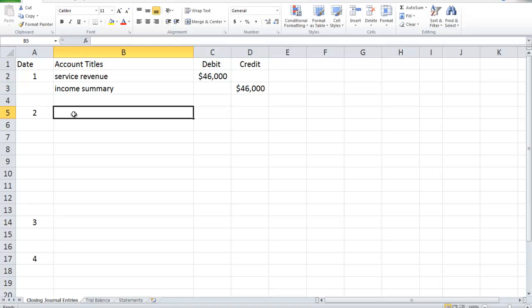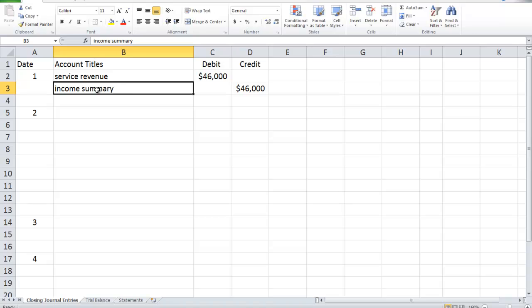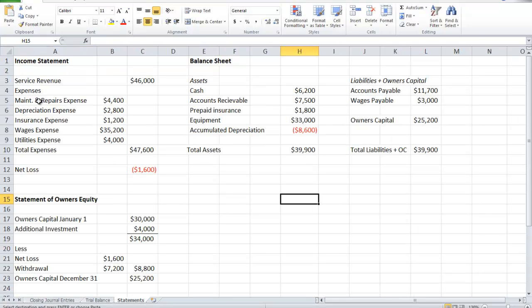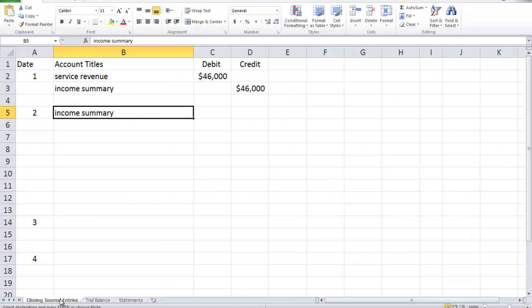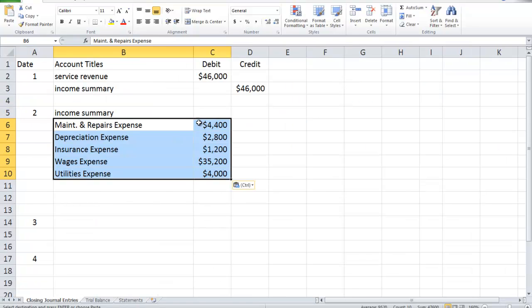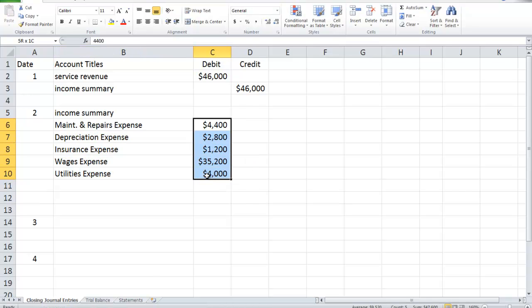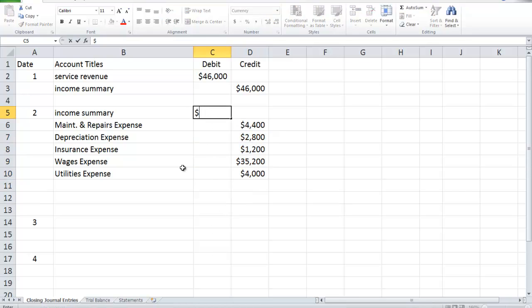The next thing we want to do is close out the expense accounts. So we want to debit income summary for the amount of my expenses. I can list these here. We know the grand total is $47,600. We list those here. Now these were originally debited, so since we want to close these, we want to credit them. And then the debit for the grand total of $47,600 is on the income summary.